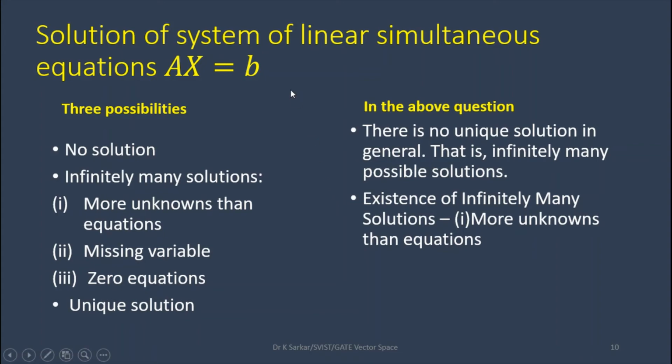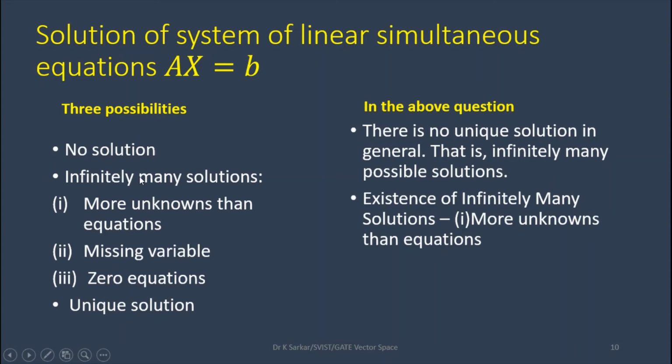Recall the number of solutions of a system of linear simultaneous equations Ax equals b. There are three possibilities. Number 1, no solution. Number 2, infinitely many solutions. Number 3, unique solution.